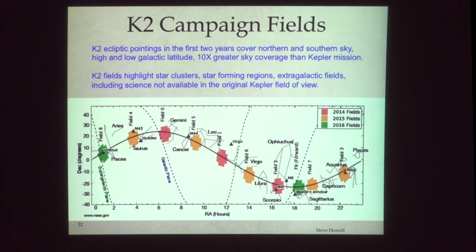So here is the plan for K2, where that array is looking out at different parts of the sky for 2014. The story that I'll talk about today was in the 2014 data, so those are the 3 fields for that. Then 2015, it'll look at that.